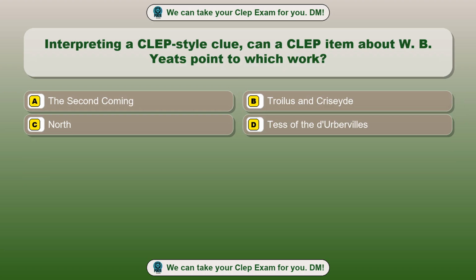Question 76. Interpreting a CLEP style clue, can a CLEP item about W.B. Yeats point to which work? Option A, The Second Coming. Option B, Troilus and Cressida. Option C, North. Option D, Tess of the D'Urbervilles. The correct answer is option A, The Second Coming.